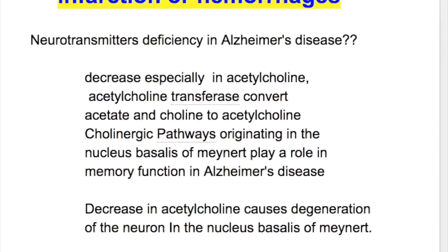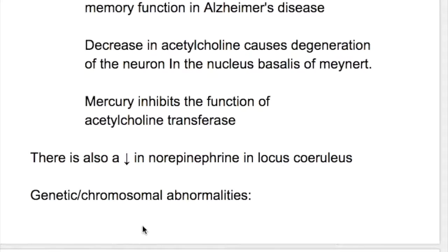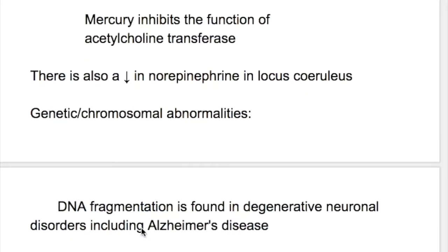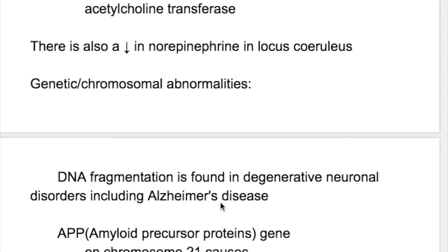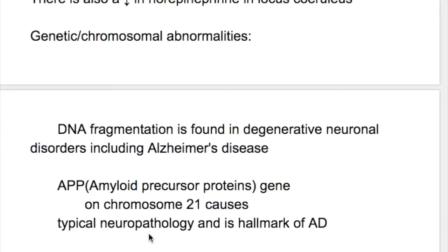And what's the role of mercury in Alzheimer's disease? Mercury inhibits the function of acetylcholinesterase, thereby reducing acetylcholine. There is also a decrease in norepinephrine in locus coeruleus. And what are the genetic and chromosomal abnormalities in Alzheimer's disease? DNA fragmentation is found in degenerative neuronal disorders including Alzheimer's disease. APP, amyloid precursor protein gene on chromosome 21, causes typical neuropathology and is a hallmark of Alzheimer's disease.